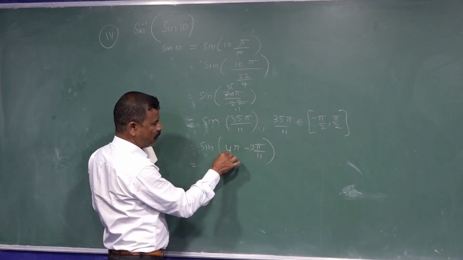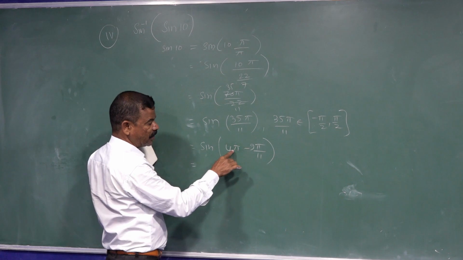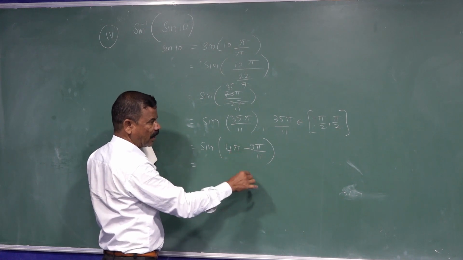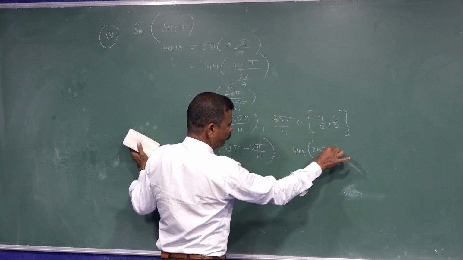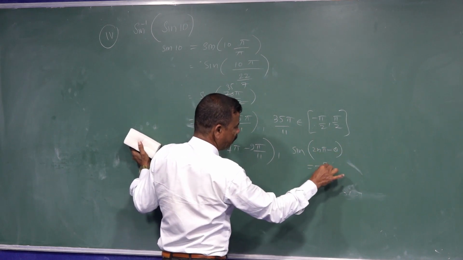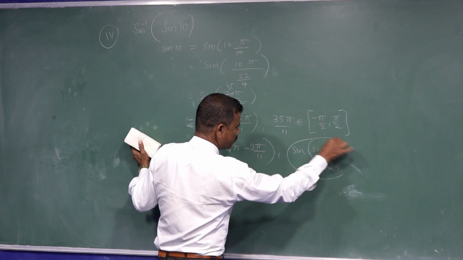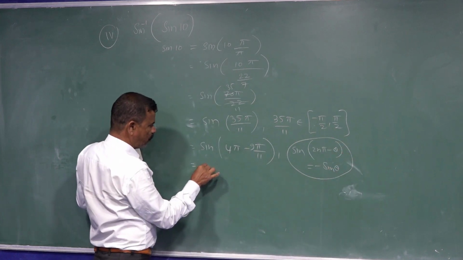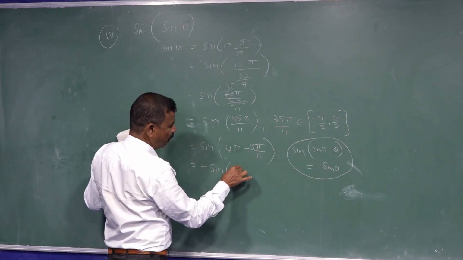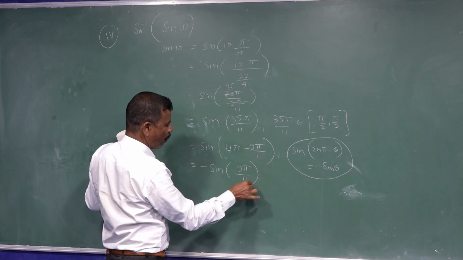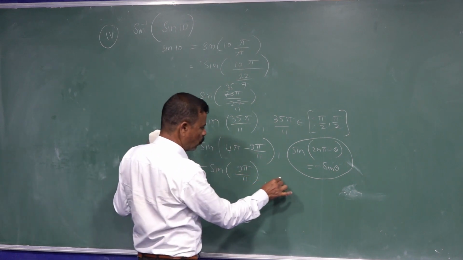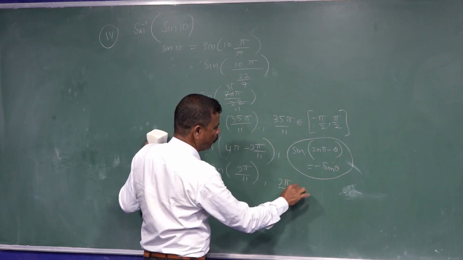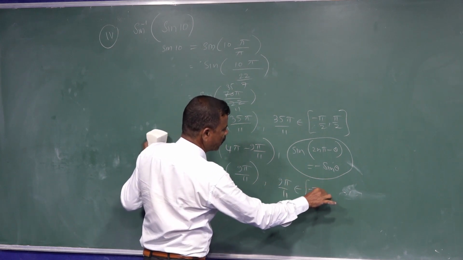So this is sin of 360 multiples minus theta. So another formula: sin of 2nπ minus theta is equal to minus sin theta. This is the useful formula. Minus sin 9π/11. 9π/11 also does not belong to minus 90 to plus 90.